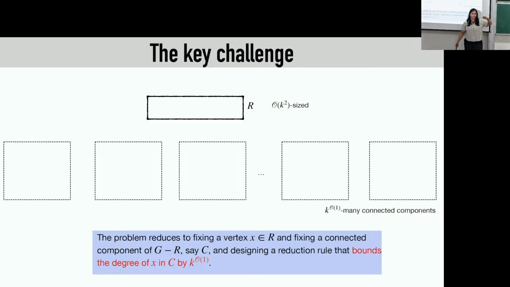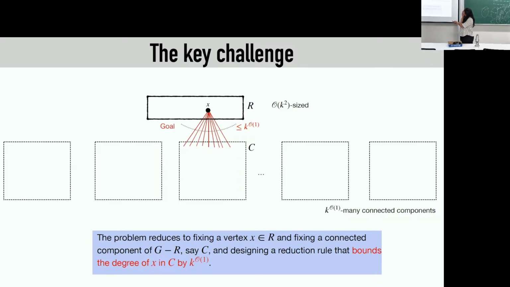So what I'm gonna do is fix an arbitrary vertex x in R, and fix the connected component C of G minus R. We will bound the degree of x in C by a polynomial in k. If for every vertex in R I bound its degree in C by a polynomial in k, the overall number of neighbors will also be polynomial in k, because the size of R is polynomial in k. Right? So this is the goal. Fix x, fix C, bound this degree by a uniform polynomial in k. Like this thing at the top should not depend on the family.